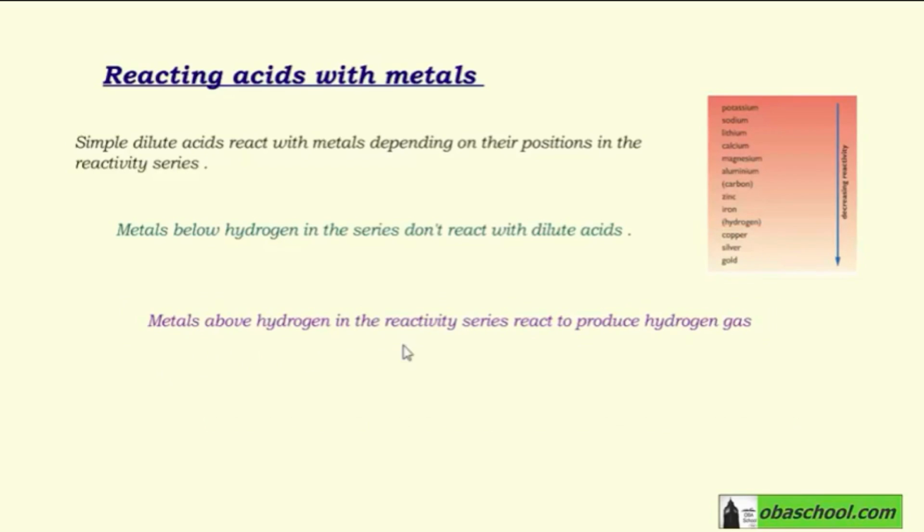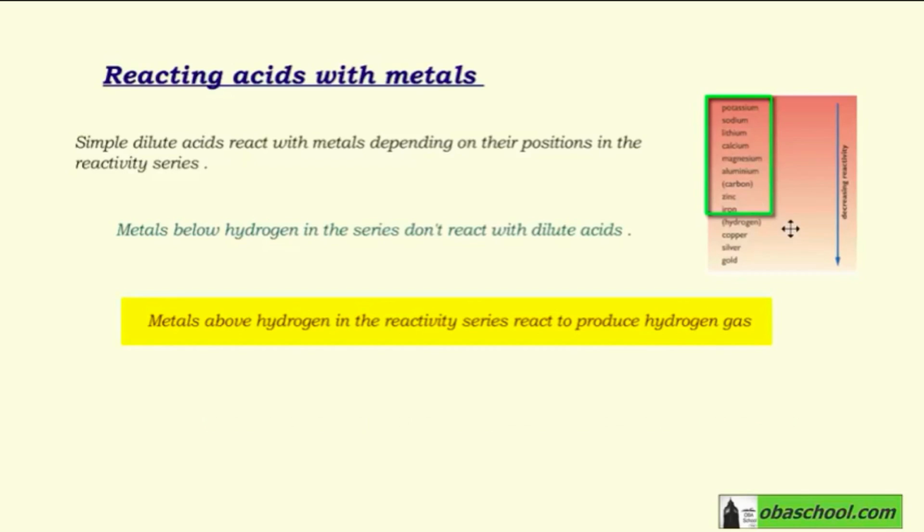However, metals above hydrogen in the reactivity series react to produce hydrogen gas. So metals above hydrogen react with the acids to produce hydrogen gas. As you can see in the table, the metals above hydrogen react with acids to produce hydrogen gas.